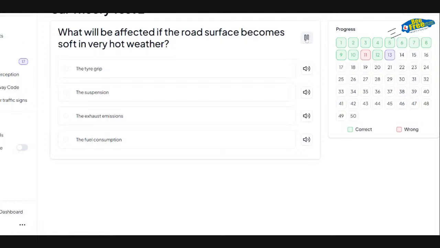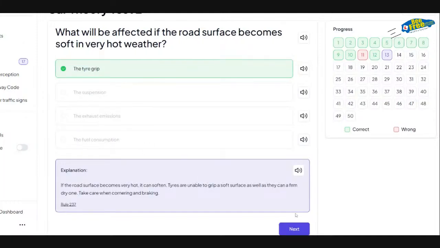Next question. What will be affected if the road surface becomes soft in very hot weather? The tire grip, the suspension, the exhaust emissions, the fuel consumption. Okay, so let's go back to the question. The only part of your car that's actually touching the road surface is your tires. That's why it's so important to make sure that your tires are in good condition. So I'm going to go straight with the tire grip because to me, nothing else would make sense. Okay, there we go. That's the correct answer.